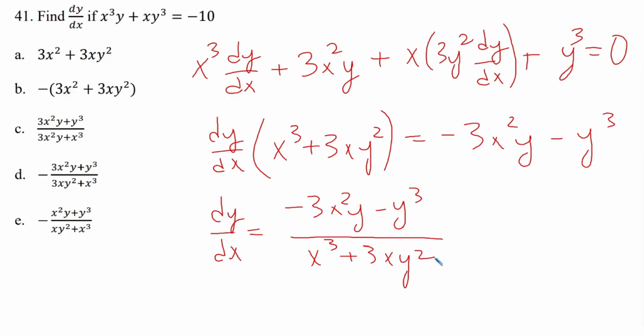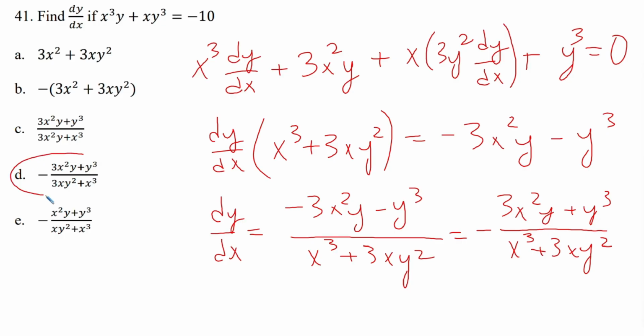And so if we look at that, that's not exactly what any of our answer choices look like, but we should recognize that we can factor out a negative sign from the numerator. And if we do that, we'll have 3x squared y plus y cubed over x cubed plus 3xy squared with a negative sign out in front of everything. And that looks just like answer choice D. I've got these terms flipped around, but it doesn't really matter.